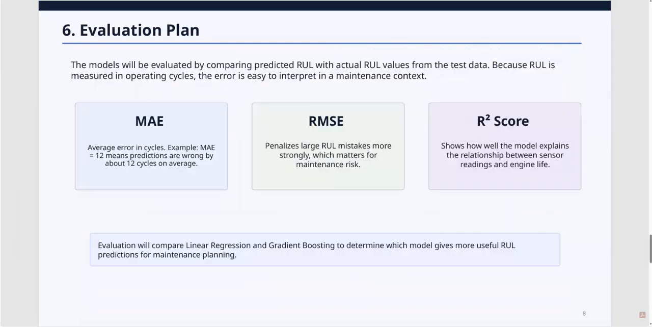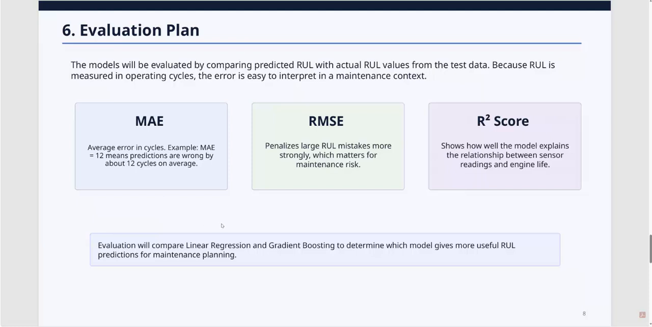Evaluation plan. The models will be evaluated by comparing the predicted remaining useful life with the actual RUL values from the test data. Since RUL is measured in operating cycles, the error is easy to interpret in a maintenance context. The main metrics will be MAE, RMSE, and R² score.